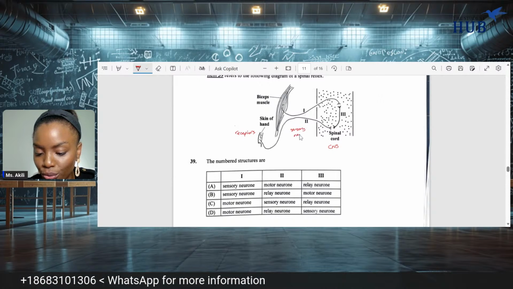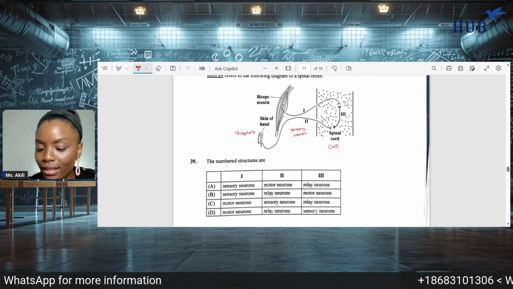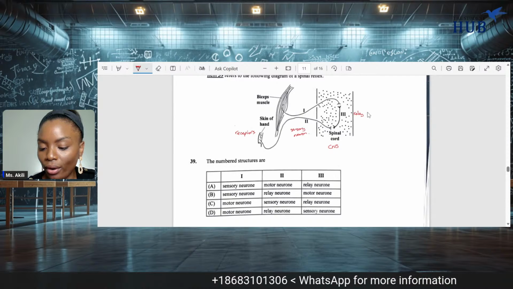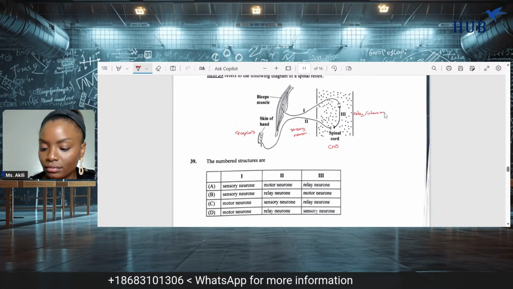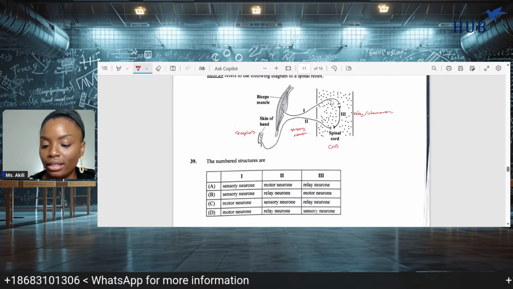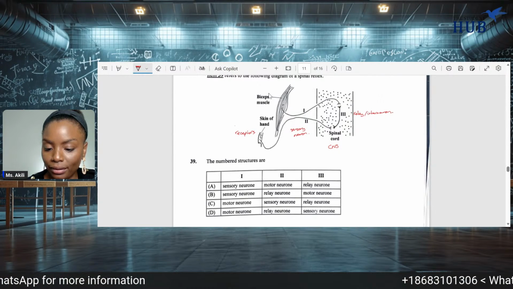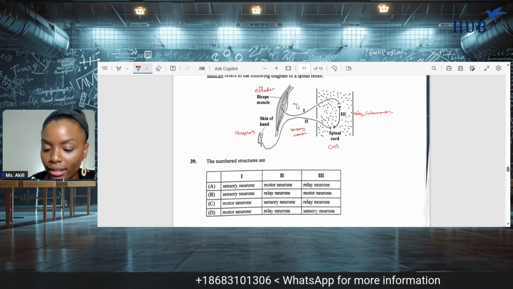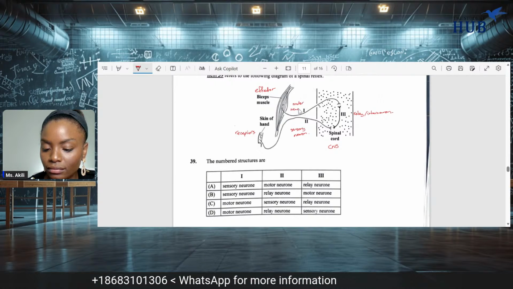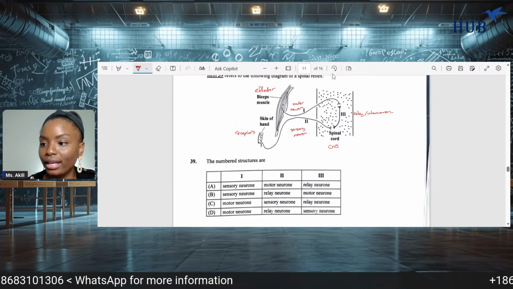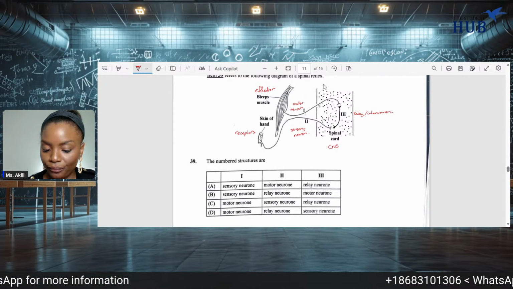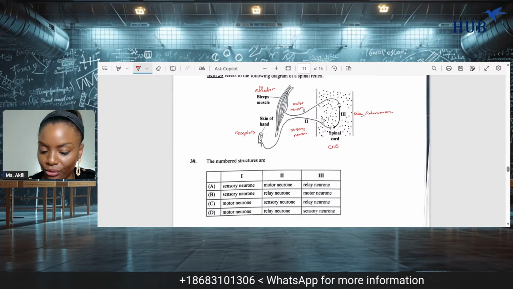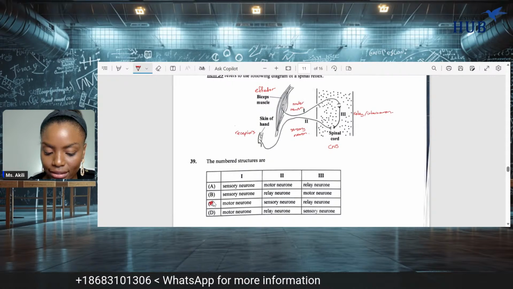So that would make 2 the sensory neuron. Then 3 is within the spinal cord, so that would be a relay or interneuron. And then the spinal cord will make a decision that will then be sent to the bicep muscle. It's going to be the effector. So that would make 1 the motor neuron. So therefore, that's looking at C. We have 1 as the motor neuron, 2 as the sensory neuron, 3 as the relay neuron. The correct answer here is C.